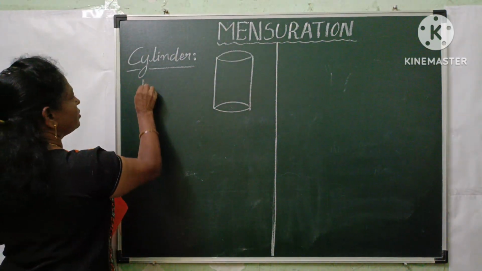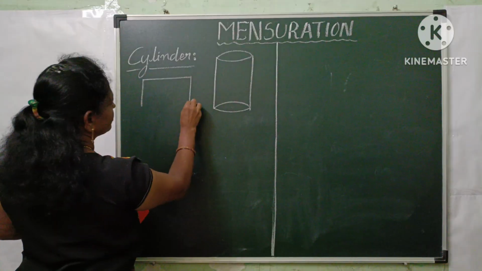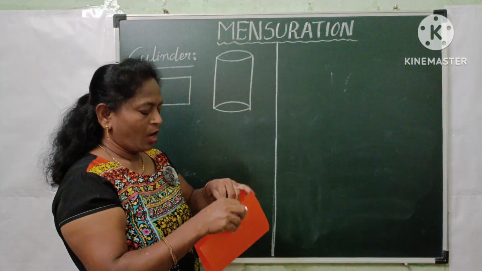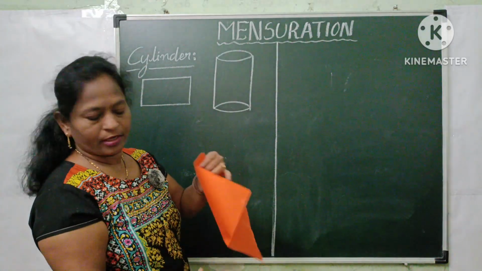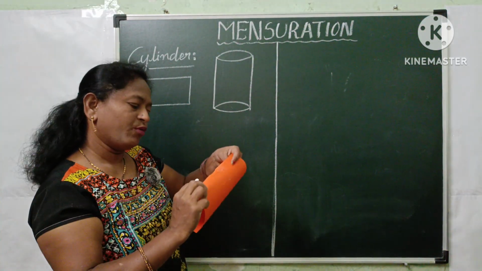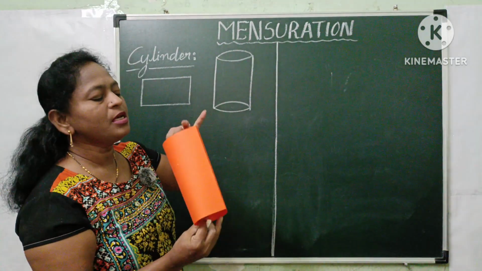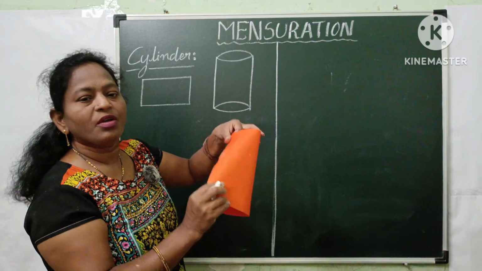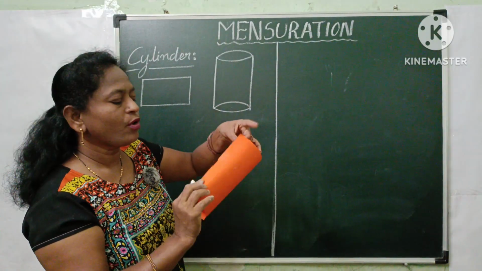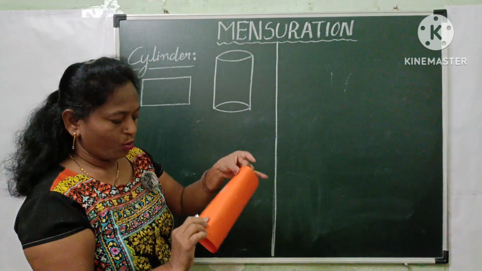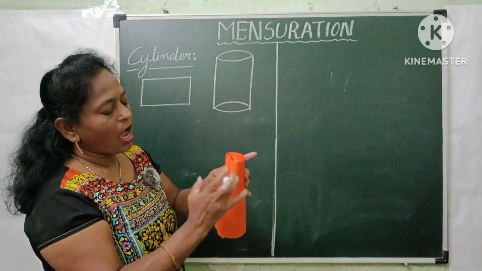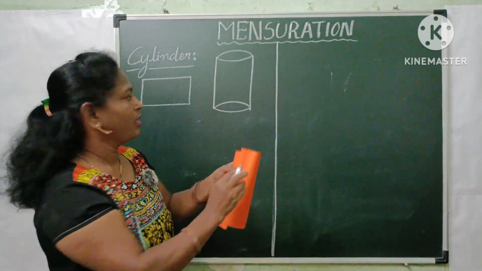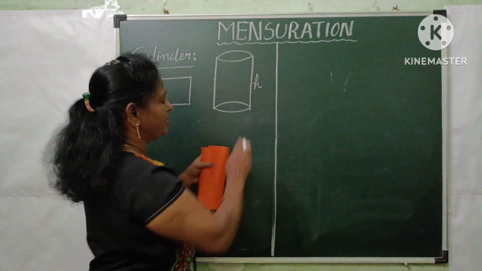So it is a rectangle. First, this is the rectangular sheet. If you fold this rectangle, it becomes a cylinder. Yes or no? So when you unfold this, it is the rectangle. When you fold it, it is the cylinder. Now, here, this is the height of the cylinder.